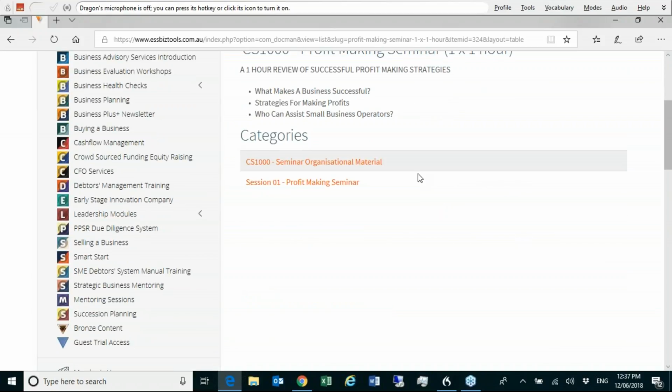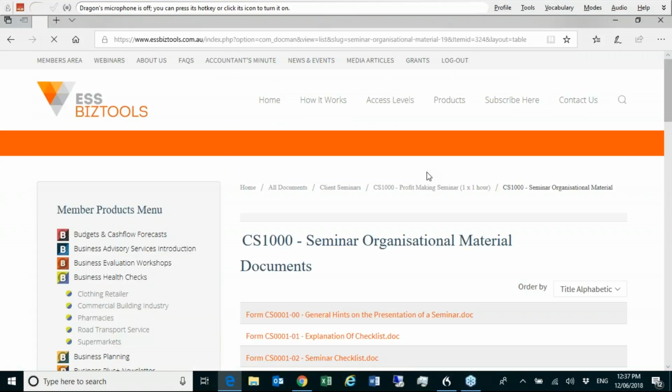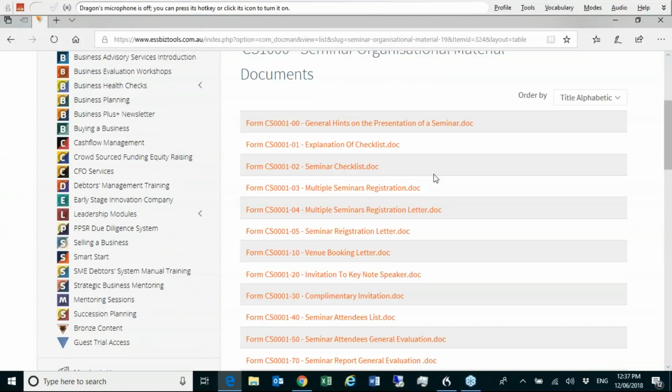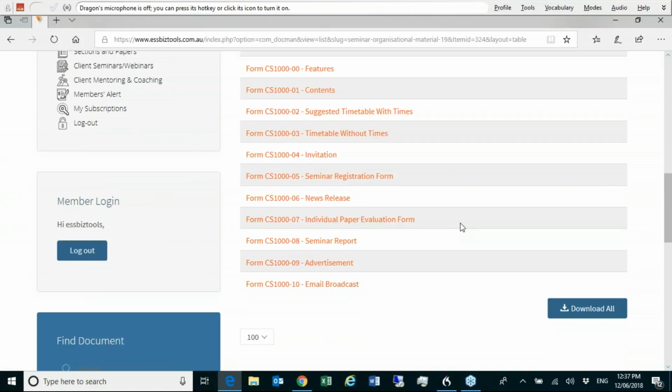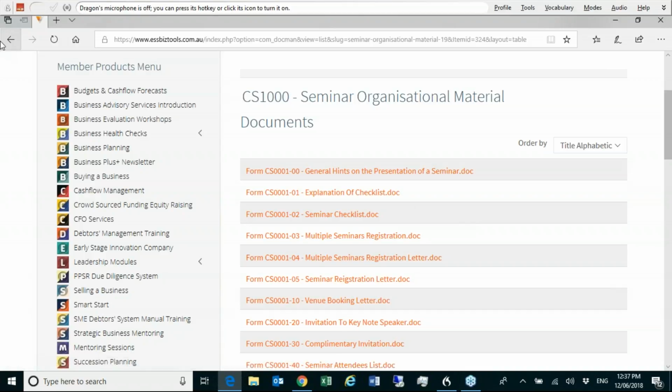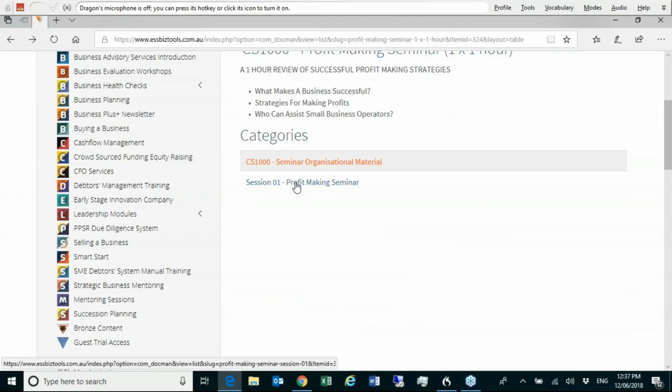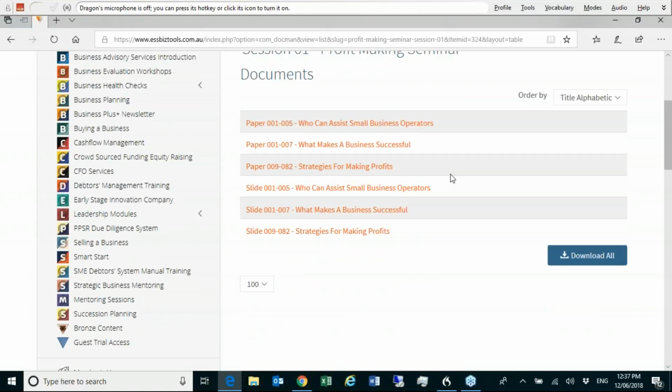Just click on the material. There is some organizational material which you can work your way through. Please don't forget that this material is there. And you just click onto any item and it will bring this up for you. And then we have the actual presentation material for this particular seminar. So there are 3 papers that are going to be discussed, and there's 3 lots of PowerPoint slides that are available.